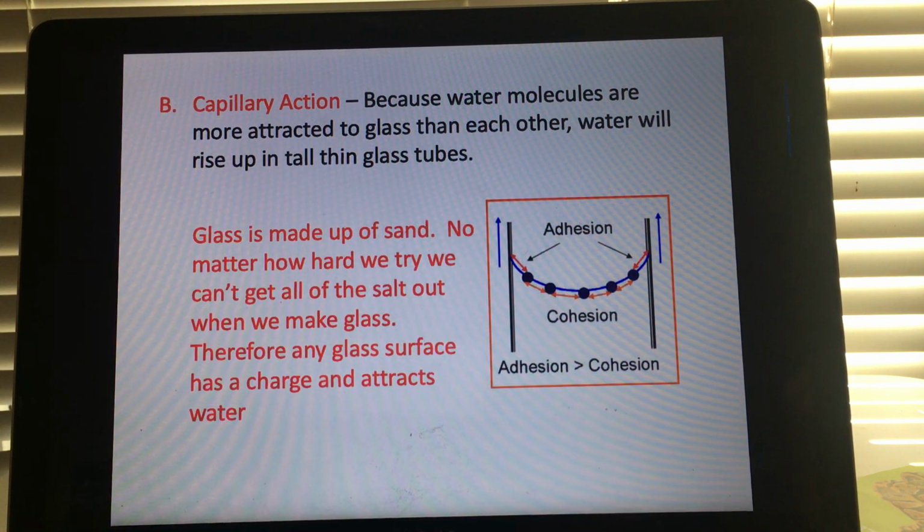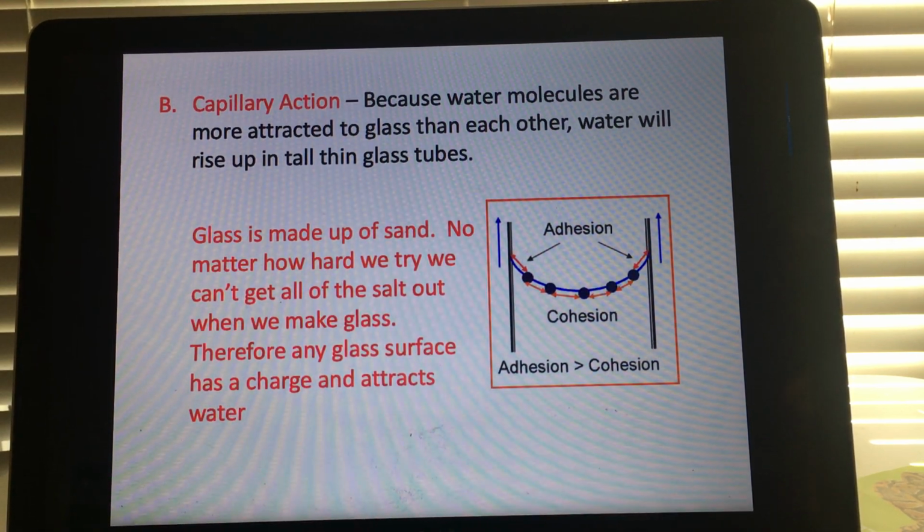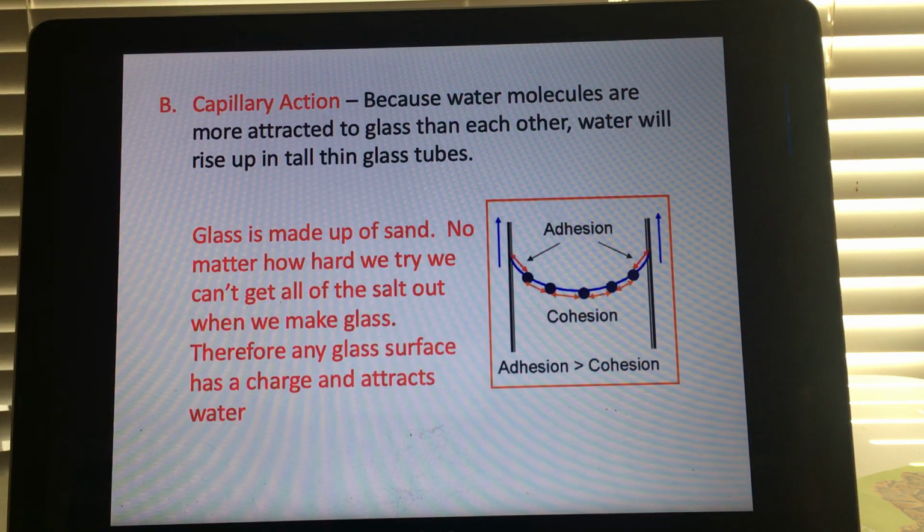So glass, you may be aware of, is made of sand, and no matter how hard we try, we can't get all the salt out. So when we make glass, there are some charged particles in that glass, and so that's why water is actually attracted to the glass.